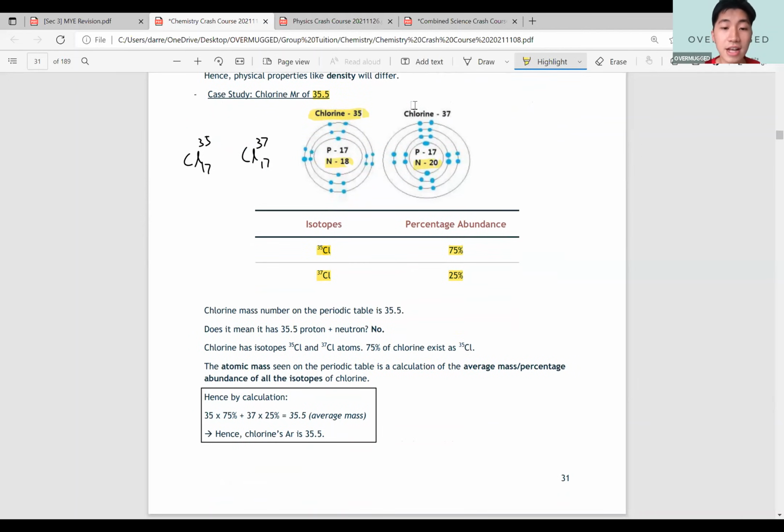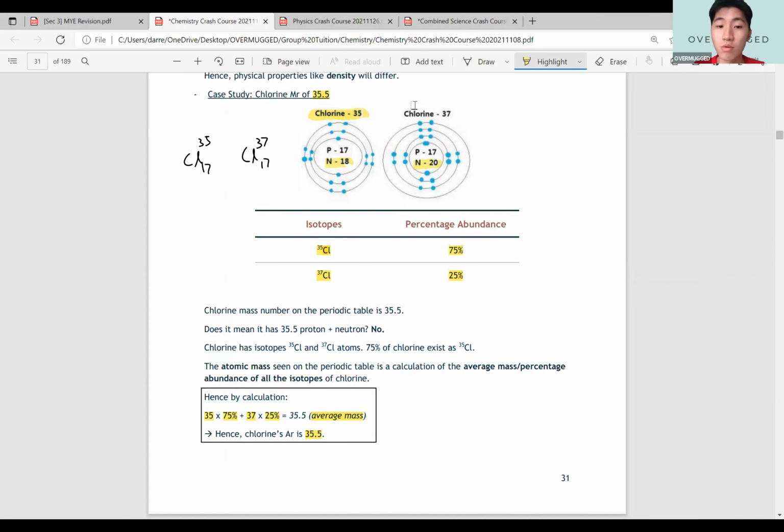Therefore, via calculation, if you find the average mass of chlorine by taking 35 times 75% plus 37 times 25%, the average mass of chlorine is 35.5. That's why in your periodic table, you see 35.5. It doesn't mean that there was half a neutron, because what the 35.5 represents is the average mass.